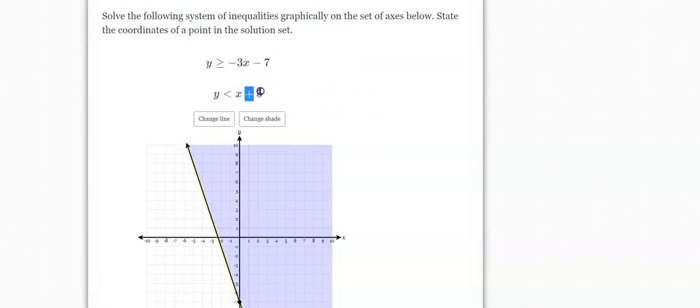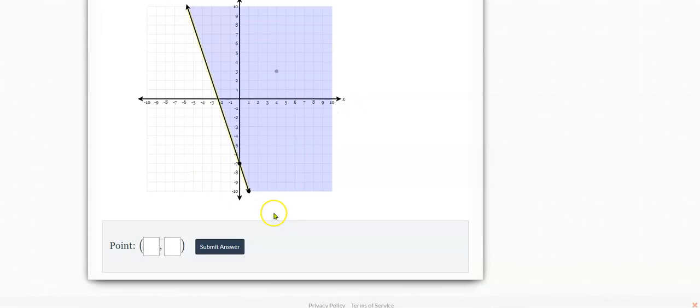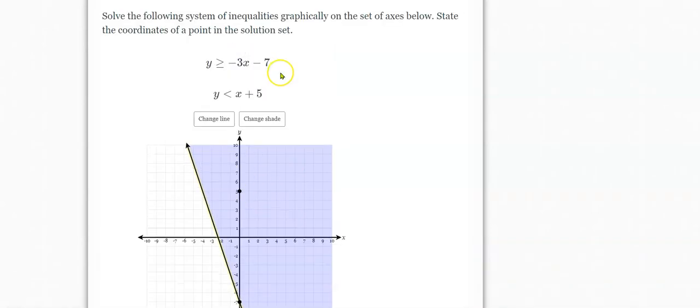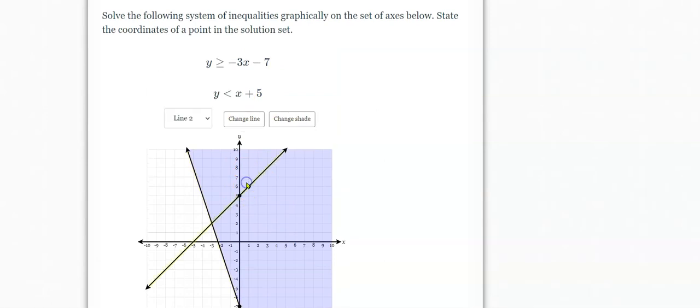So next I'm going to move to +5. So +5 is my y-intercept, and my slope is 1/1. Up 1, right 1. This one needs a dotted line, so click change line. And now I need to shade below. Click this again, and there is my shaded area.